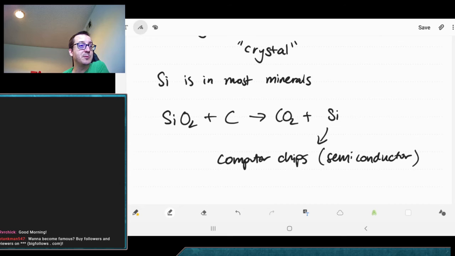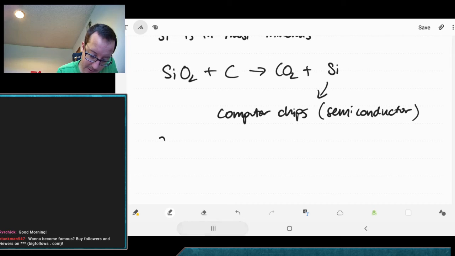We can make silicon super, super pure, so it's very important to do so for computer chips because we want it as pure as possible. And then we can do fun stuff with it. What else do we do with silicon? It is used in chemistry for filtration purposes.